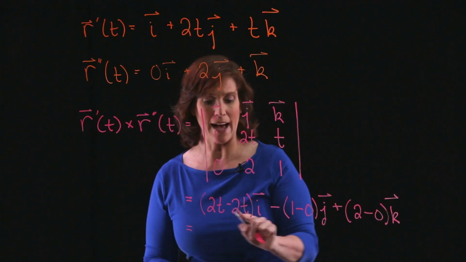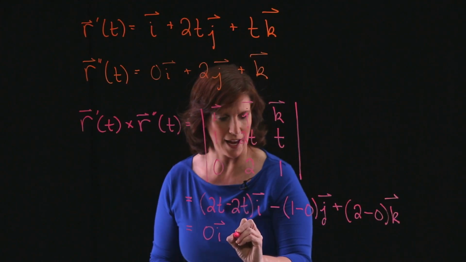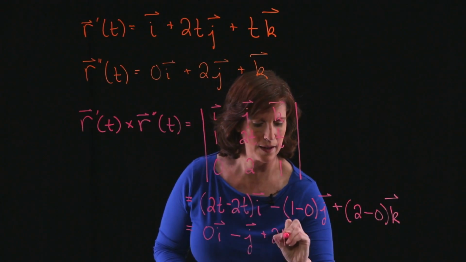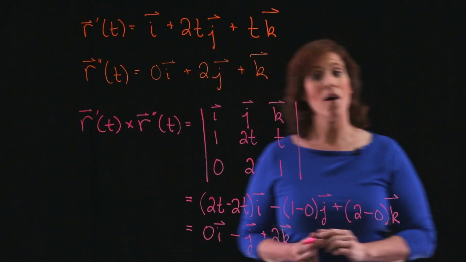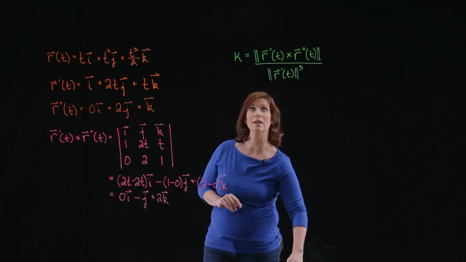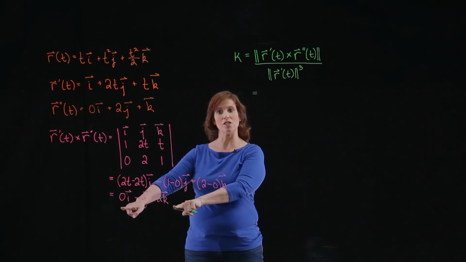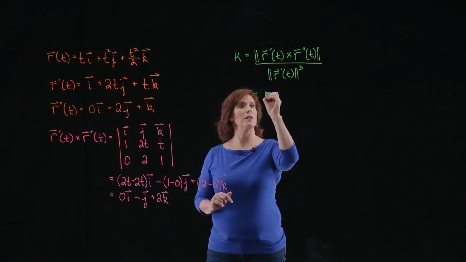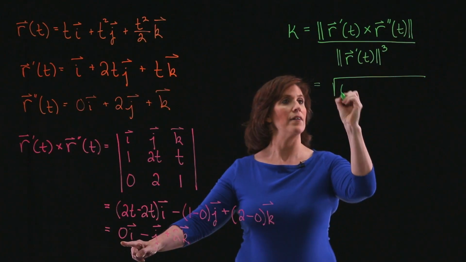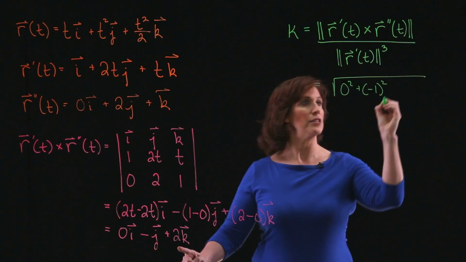And then that's going to reduce down to 0i and minus j and 2k. All right, so that's my cross product. I think I'm ready now to go ahead and plug all of this into my formula, because the numerator for my curvature is the norm of this vector that I just created. So the norm, remember, is going to be the square root of the squares of each of the components. So I'll have 0 squared, a minus 1 squared, and a 2 squared.